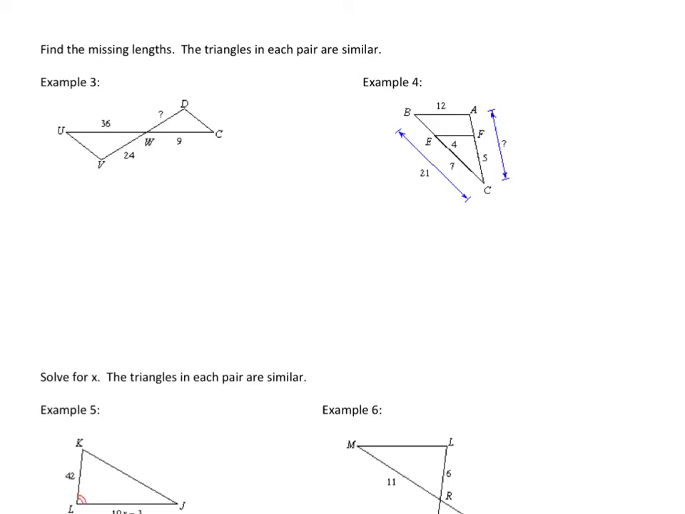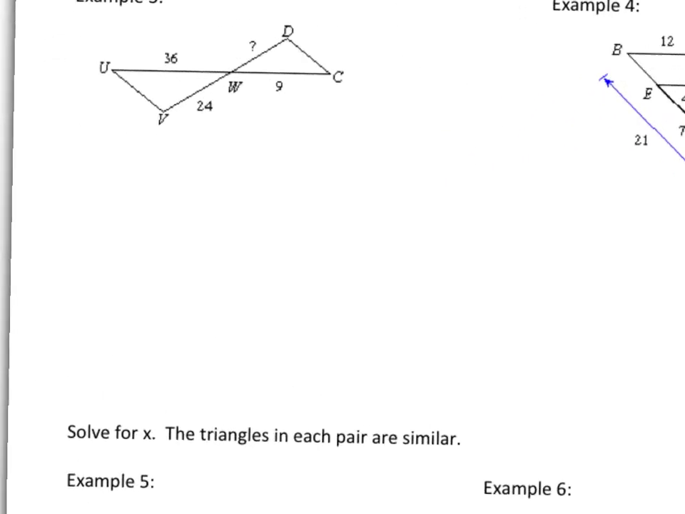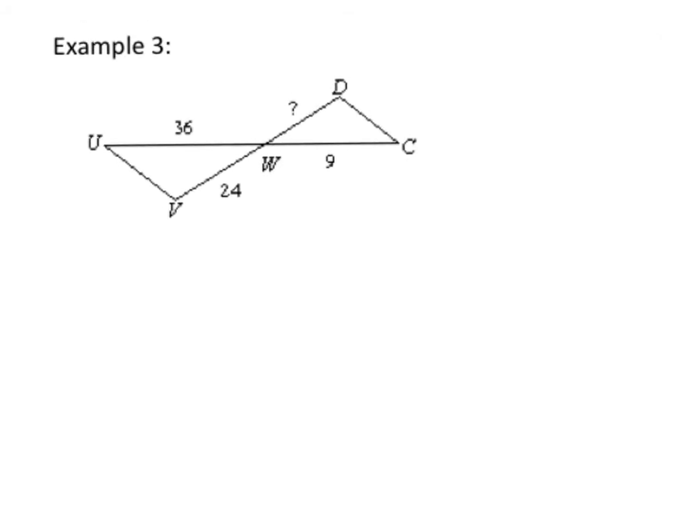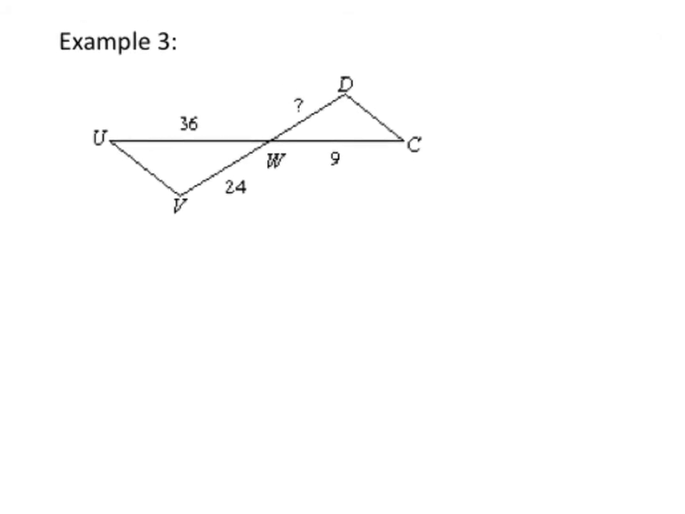Lesson 10.6, Video 3. Find the missing links. Now notice that in our directions it states that the triangles in each pair are similar. So we know that the similarity is there. We don't have to prove it. But we're going to use that knowledge to make proportions and to find the missing pieces.